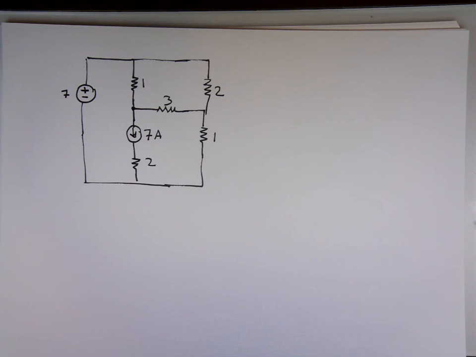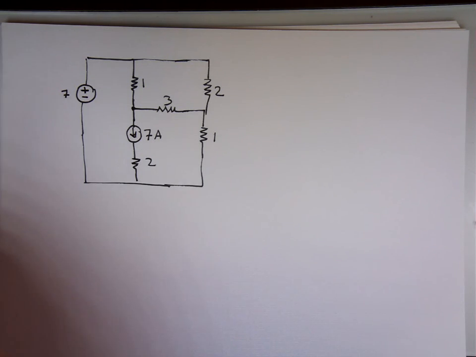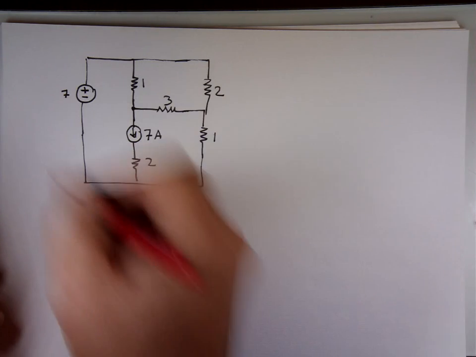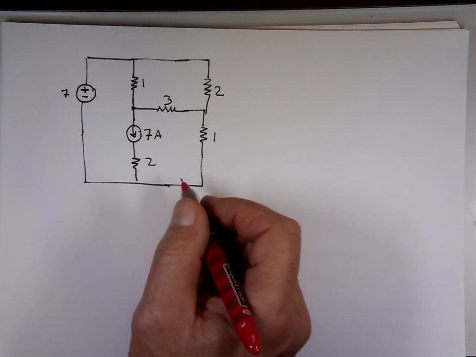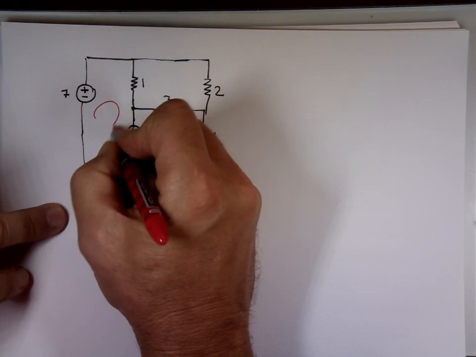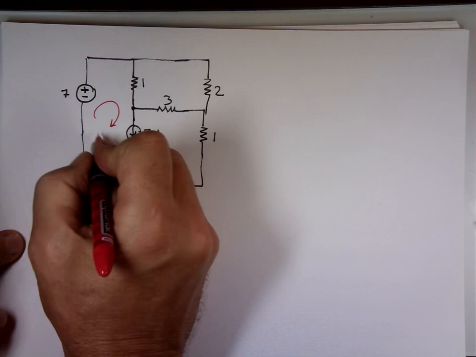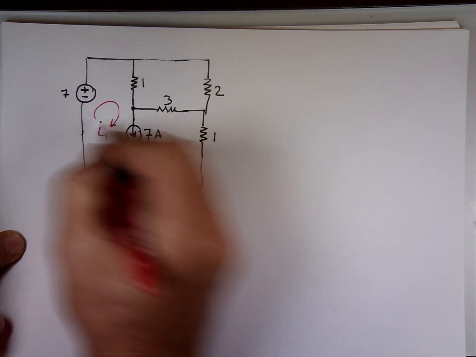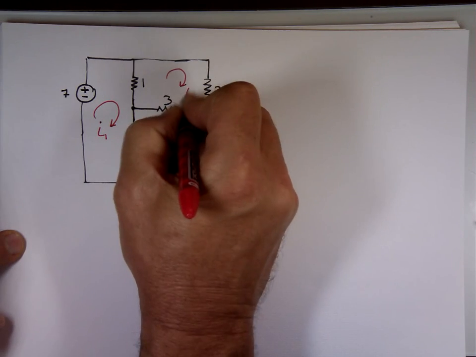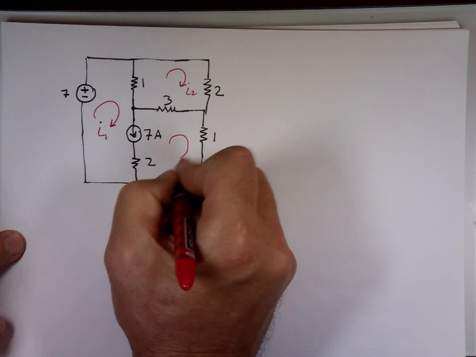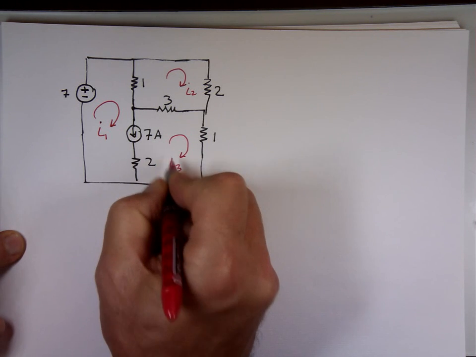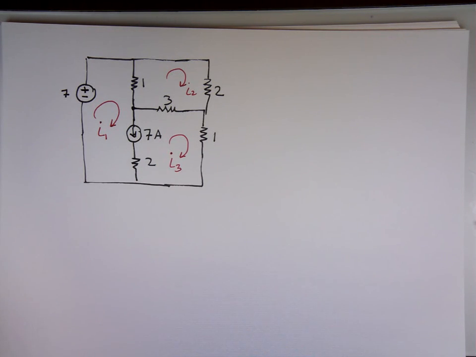As I said, with mesh analysis, we love to see current sources. Again, we assign currents in any direction that you want. I always assign them in this direction, but you can assign them any way you want to. That current source here.